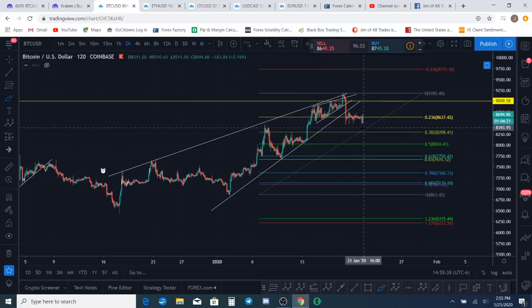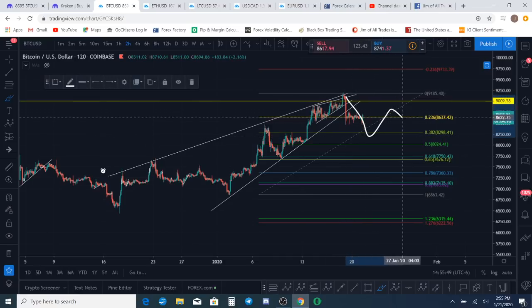We broke out of it, like we normally would of a diagonal. So I'm counting it as a diagonal for now, and I'm expecting some kind of a 3-wave pullback. It should be some kind of a 5-wave, a 3-wave, and a 5-wave.